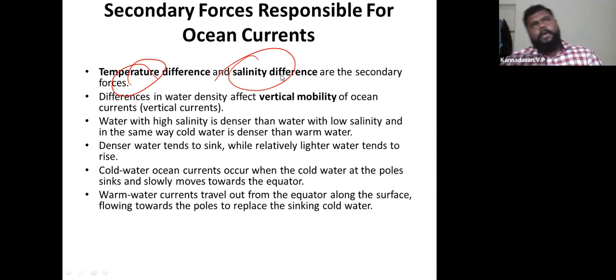Now tell me something. If cold water density is high, then I should not float on water, right? I should sink. If you put an ice cube, it should sink in water. Then why are ice cubes floating in water if cold water is dense? You understand my question, right? If cold water is dense, then ice cubes should sink in water. But ice cubes are floating in water, right? Why? Denser than warm water.